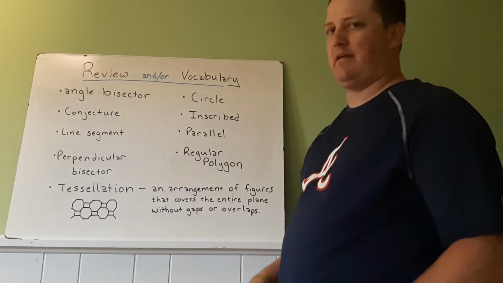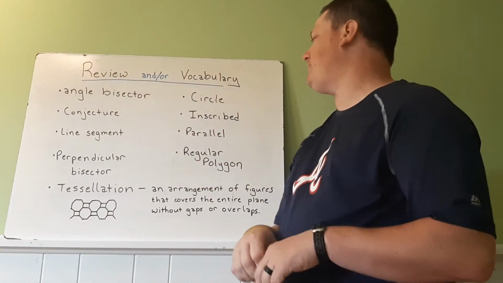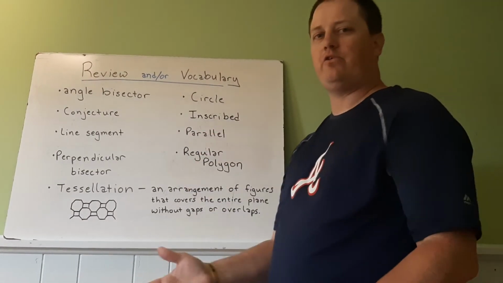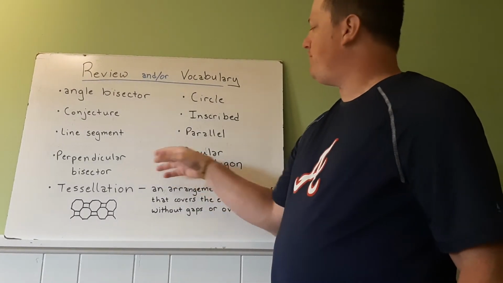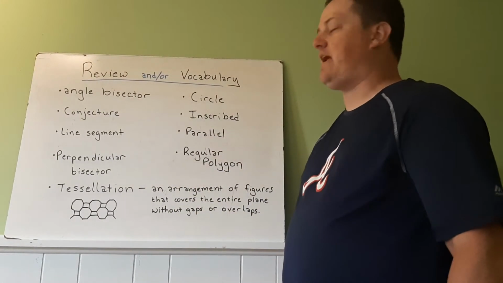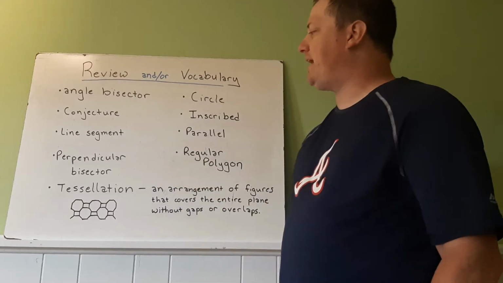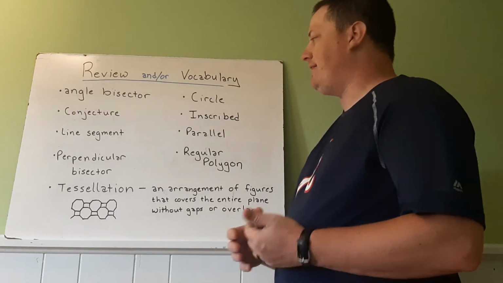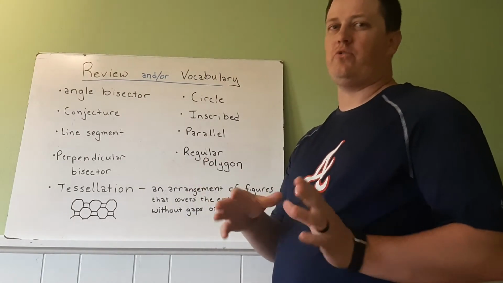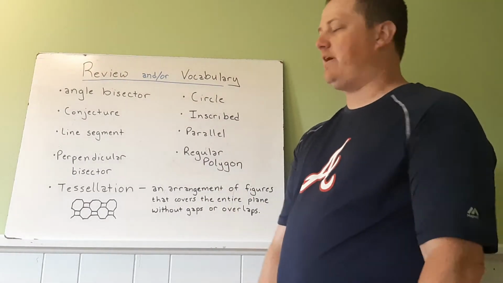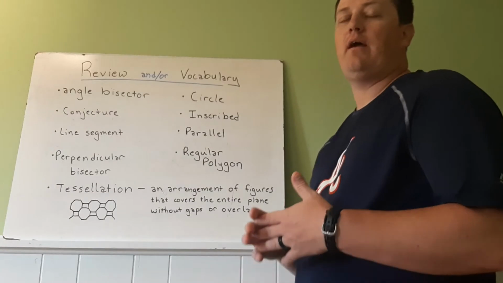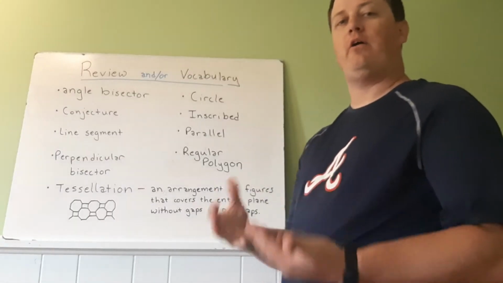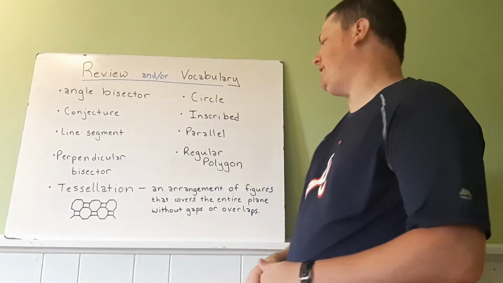We've got line segment, so a straight line with two endpoints. We have parallel, two lines that will never cross. Remember, with parallel, they have to have the same slope. Perpendicular bisector, so a line that cuts a segment into two equal segments and creates a 90-degree angle. We have a regular polygon, so any polygon where all the sides are equal and all the angles are equal.